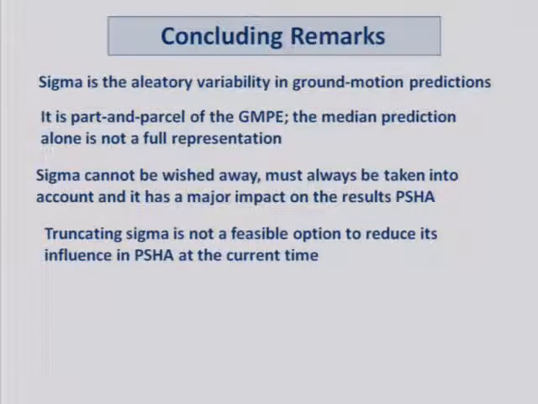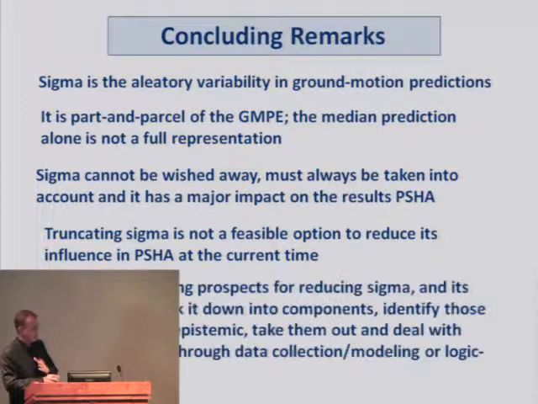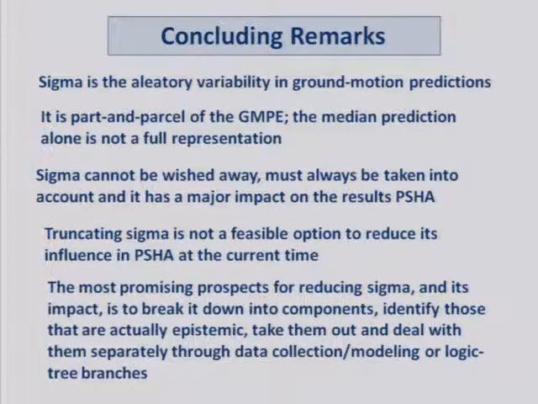Truncating sigma isn't going to help us because it's not feasible at the current time at a level which will actually get us any real benefit in terms of hazard results. So the most promising way forward is to try to analyze sigma, break it down into its component parts, and identify which of those may be epistemic, in so much that they can be determined rather than left as random, and then subtracted from the total sigma. And that's really the big challenge.